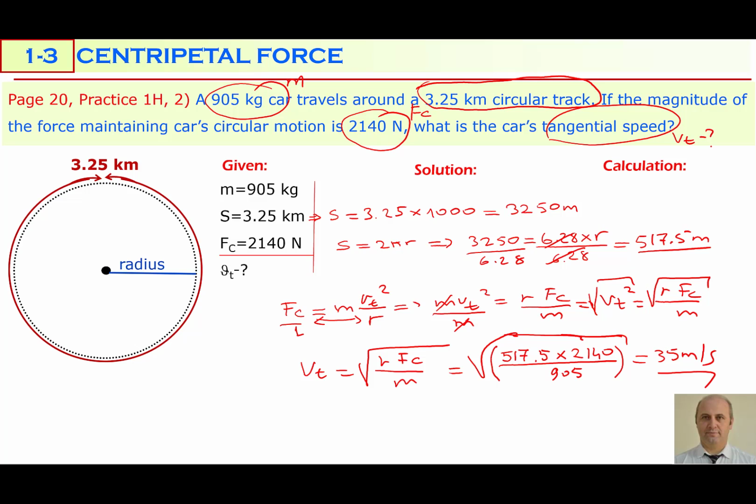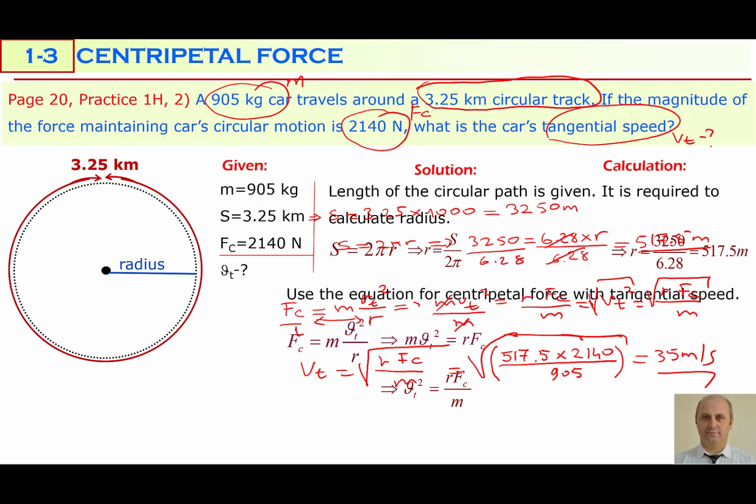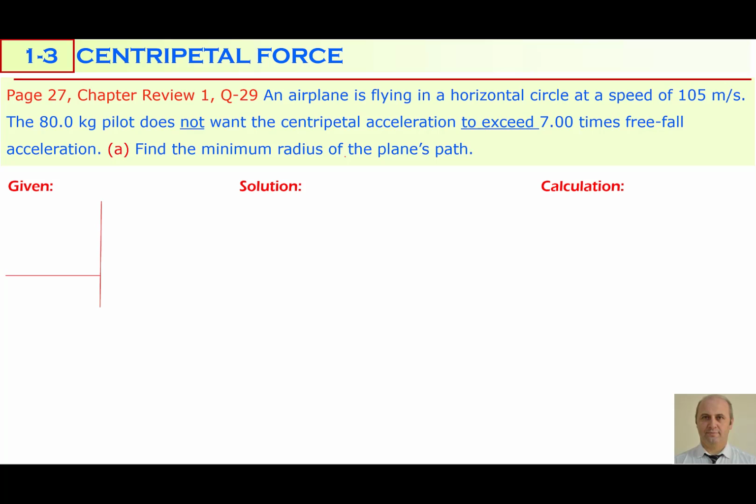So this is practice problem number 2. This is a bit harder, because of that given definition, sometimes students make mistakes, but be careful. It's not radius, it is the circumference or length of the circle. And one chapter review question, again, generally students get a bit confused with the problem, so here is the problem explanation.